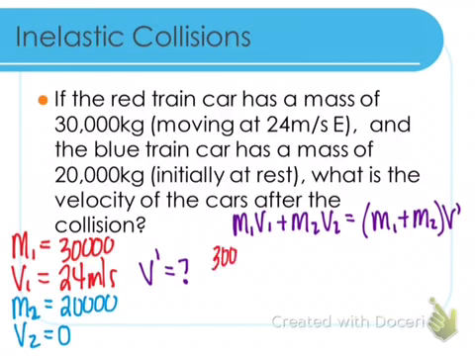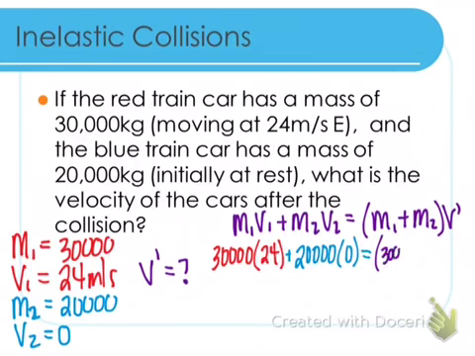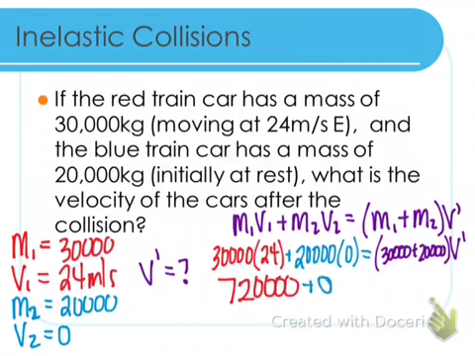Okay, so let's take a look here. Mass of the first was 30,000 times 24 plus 20,000 times 0 equals 30,000 plus 20,000 times v prime. So 30,000 times 24 gives us 720,000. And this is plus 0, right? Our blue car had 0 momentum to begin with. And that gives us 50,000 times v prime.